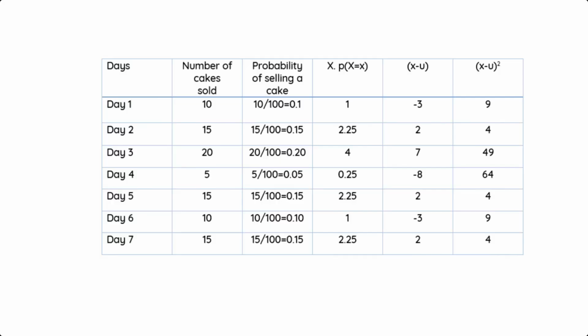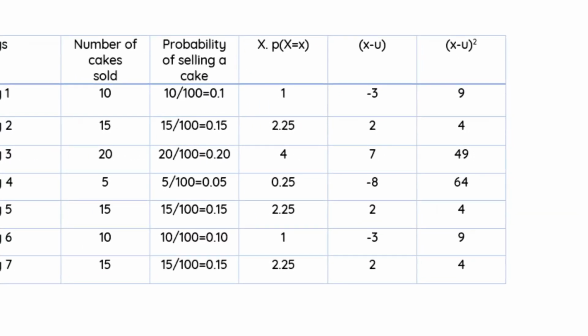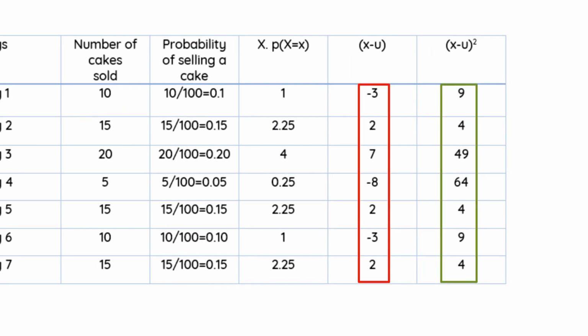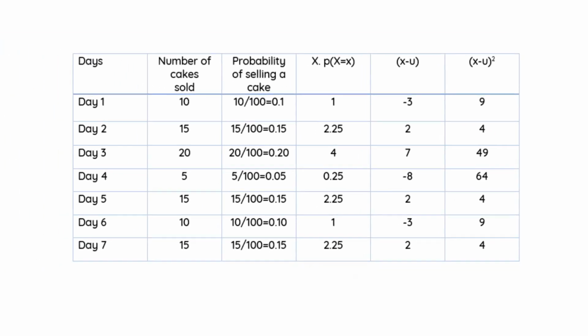So the next step is for us to get the square of the deviations, that is (x minus mu) all squared. So let's go into the worksheet again. We have minus 3 squared, that gives us 9. 2 squared, that gives us 4. 7 squared, that gives us 49. Minus 8 squared, that gives us 64. 2 squared, that gives us 4. Minus 3 squared, that gives us 9. And 2 squared, that gives us 4.